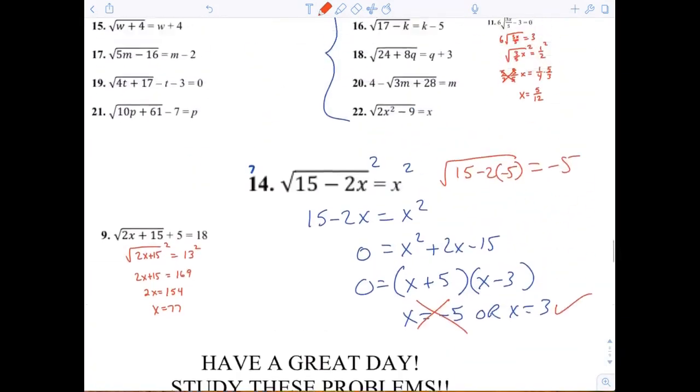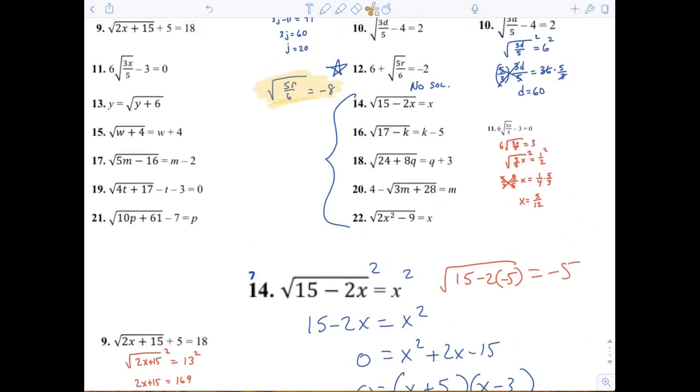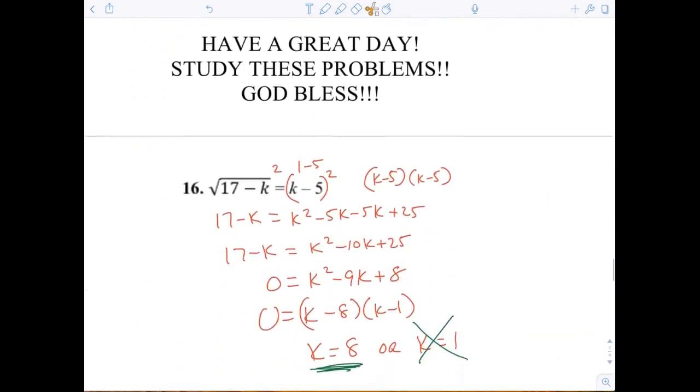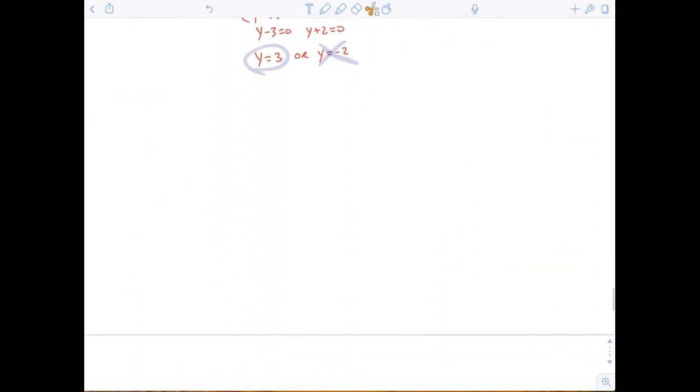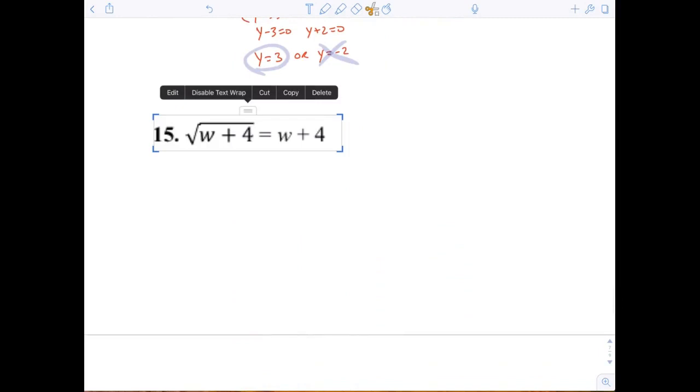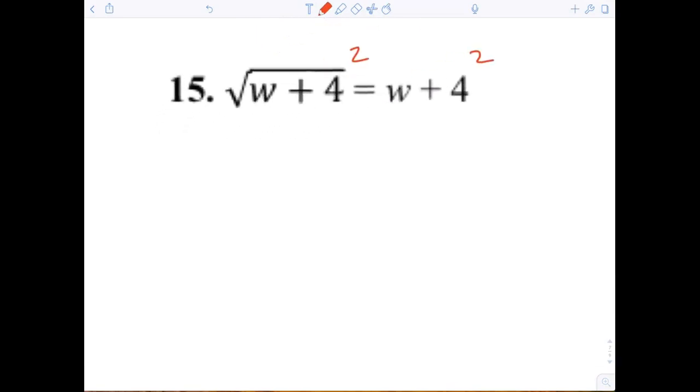All right, let's do another one. 15. Here we go. Now 15 is pretty tricky, so if you can do 15, I feel good. All right, let's look at 15, please. What am I going to do to both sides? Square. Come on now, you got to pay attention.